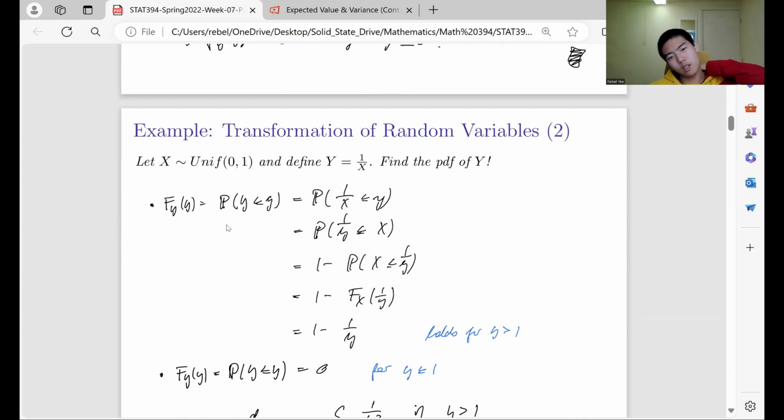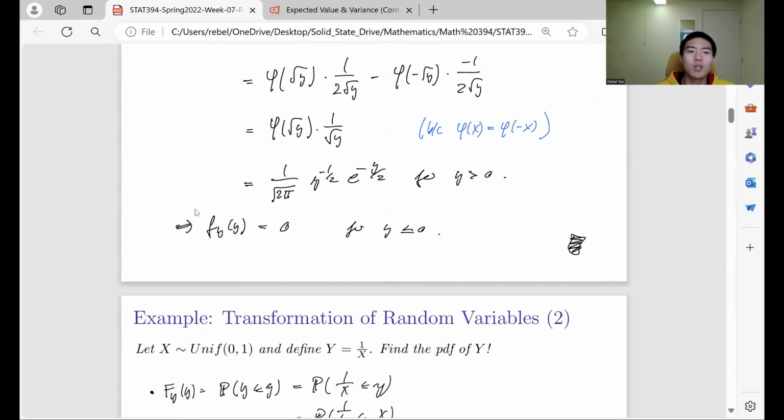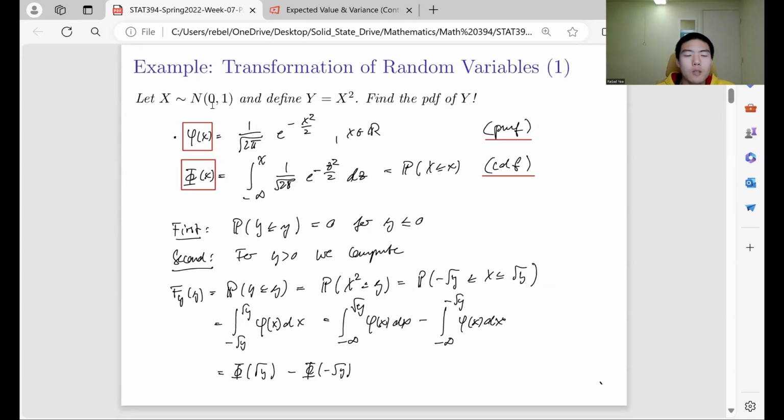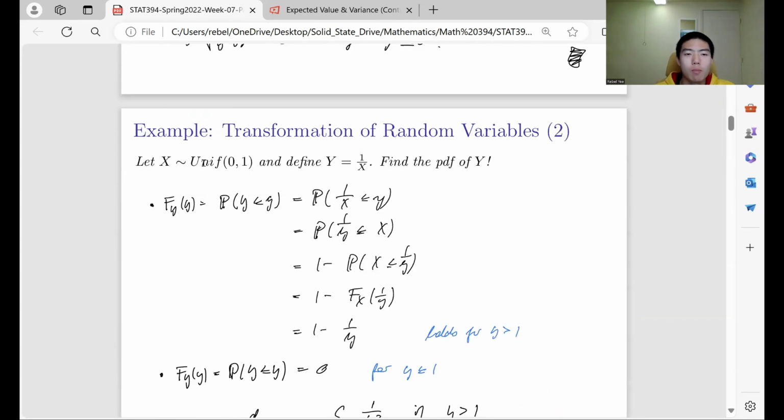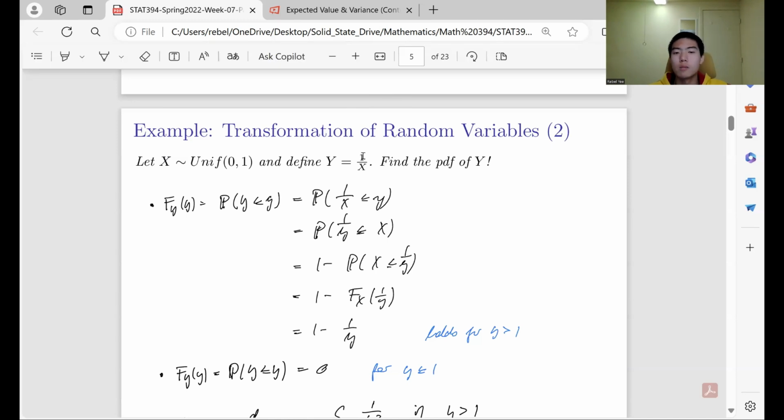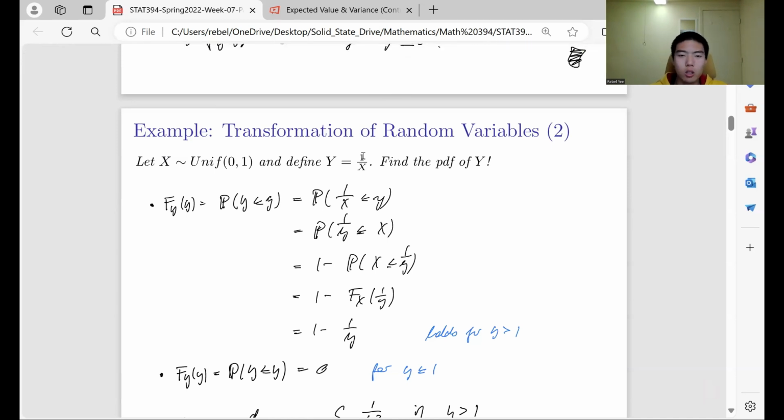All right, we can see another example here. The last one was a standard normal distribution, and this one will be a uniform distribution. And we change the transformation into y equal to 1/x. So it seems like a big change, but logically it's very similar. So we can compute in this way.